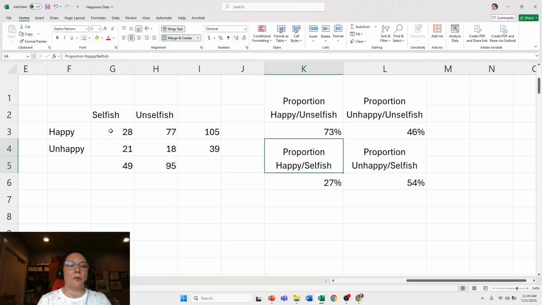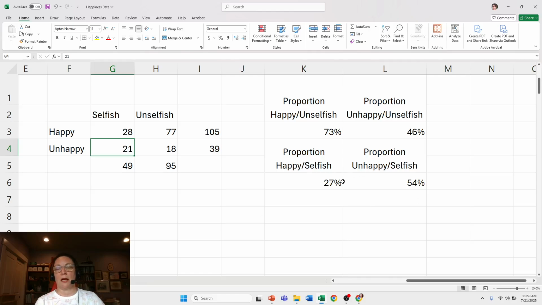So I went over to this column and I divided the number of happy people who were described as selfish by the total number of happy people, and the same thing for the unhappy, selfish people. And what we see here is a doubling of the number of people who are characterized as selfish if they had also been characterized as unhappy.